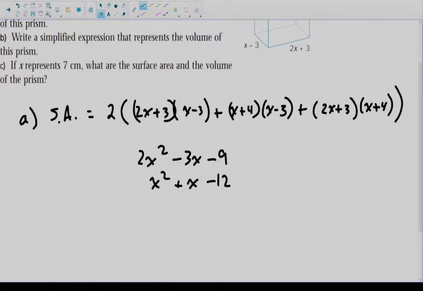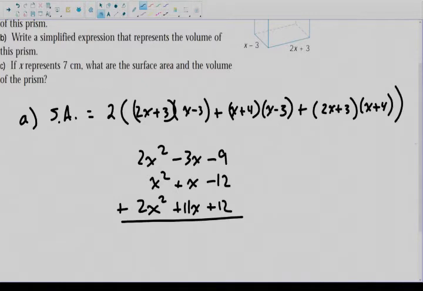And then we've got 2x times x, which is 2x squared, 2x times 4 is 8x, 8x plus 3x is plus 11x. And then plus 3 times plus 4 is plus 12.